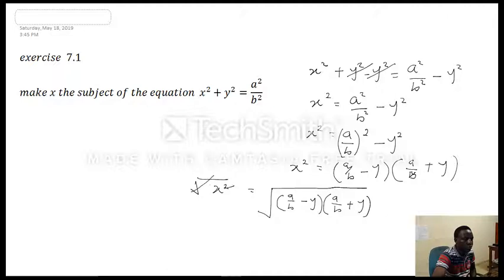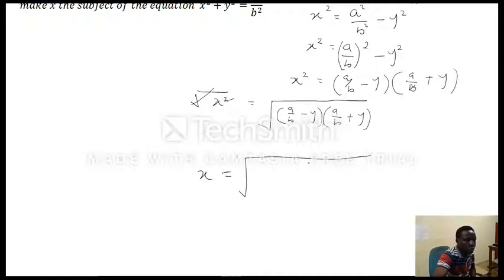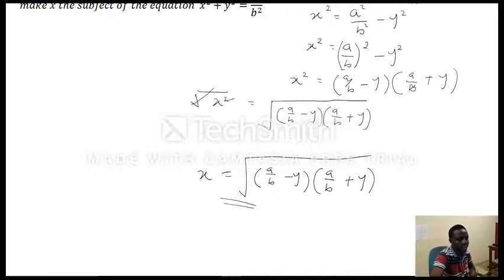Square root will cancel square, leaving us with x being equal to square root of bracket a over b minus y into bracket a over b plus y as our final answer.